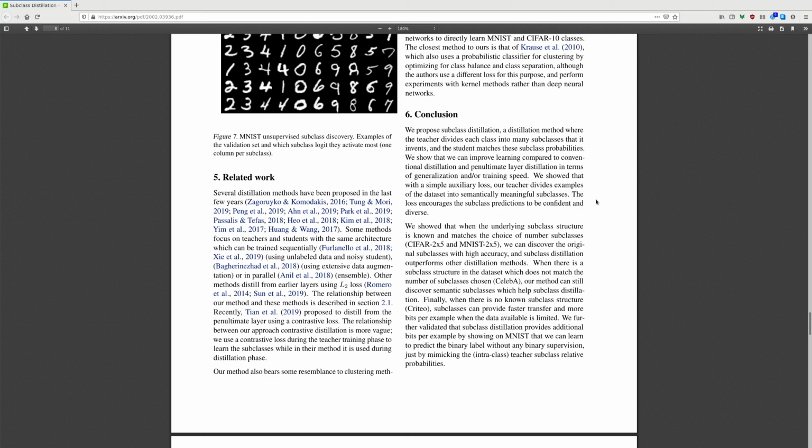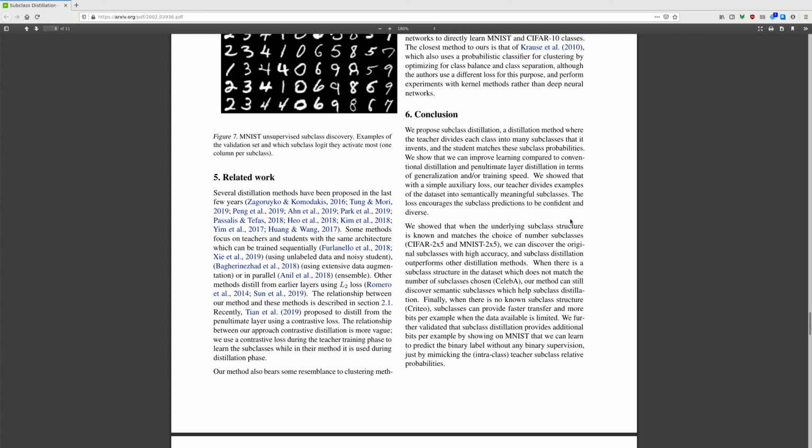By the way, just shortly, the way they force the teacher to split is that they use softmax, where to each class they add additional S dimensions, and then they force each prediction through the softmax. And then they also add an extra loss to make sure that the probabilities in the different extra dimensions of each class, the subclasses, are equally distributed.